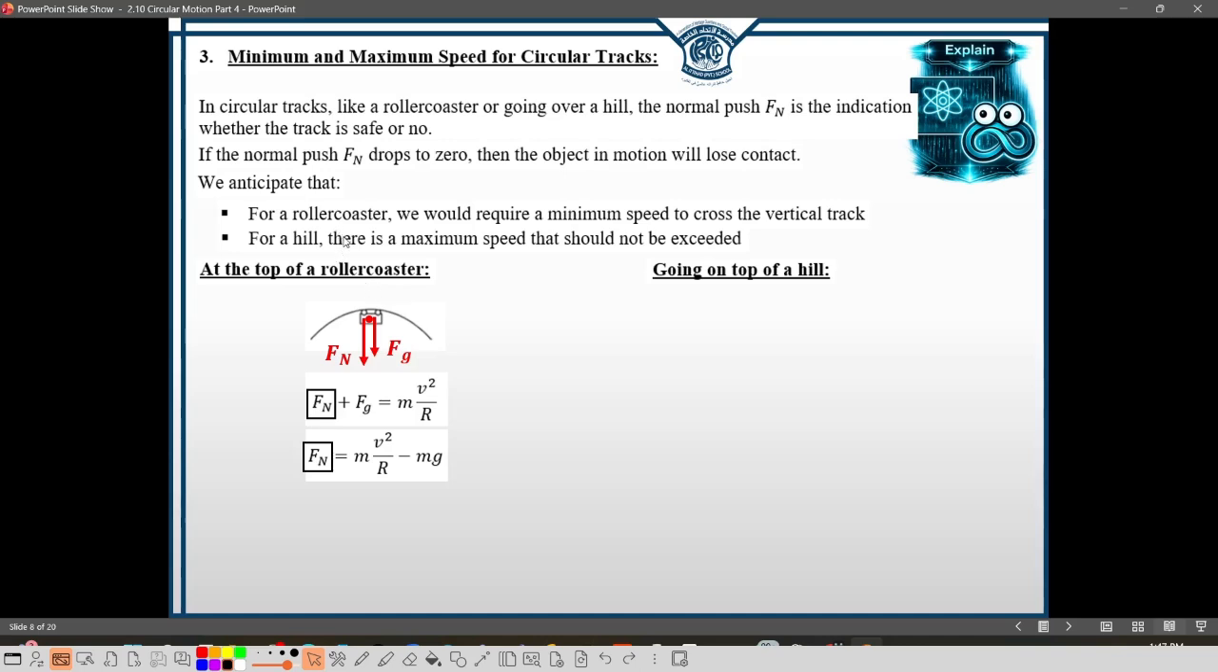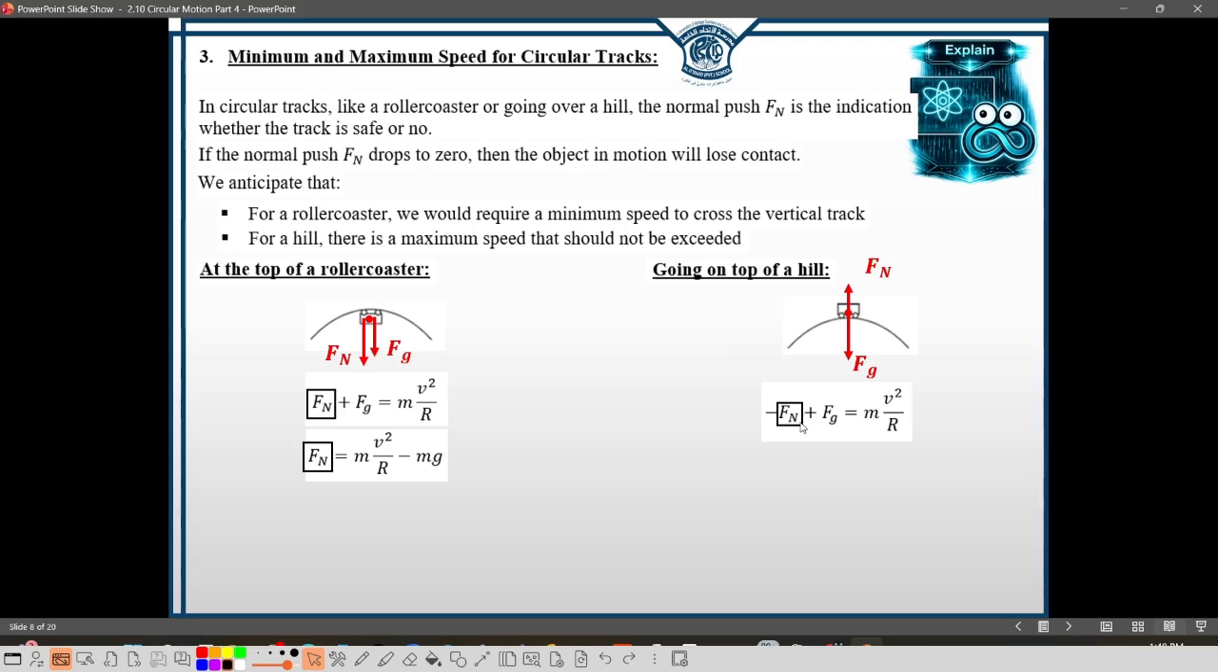Now going on top of a hill, here the object is moving on the outer surface of the hill. Now we know that there will be two forces, force of gravity and normal push. And knowing that here the force of gravity will always be greater than the normal push. Now consider the positive direction to be inward, and minus Fn plus Fg equals mv squared over r. We do the same assumption always. The inward direction will be positive, the outward direction will be negative.